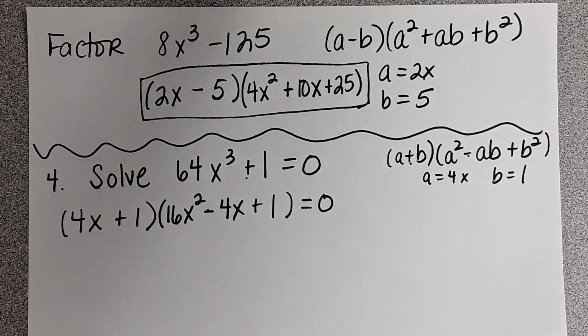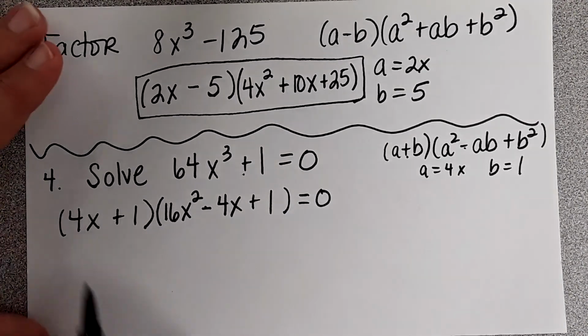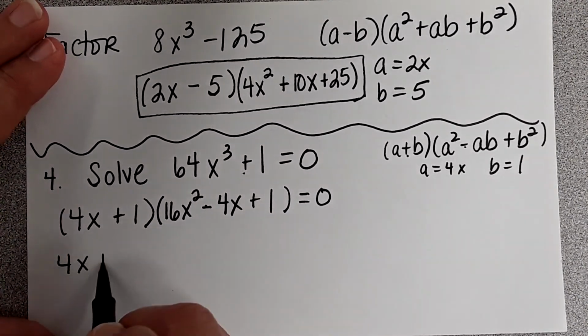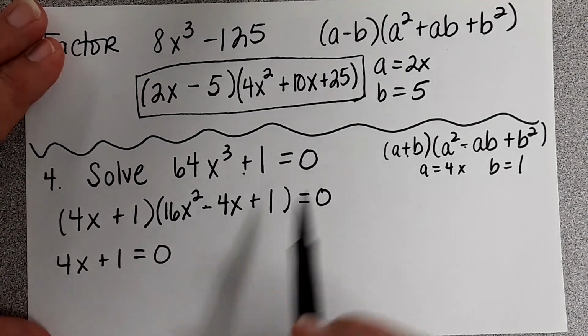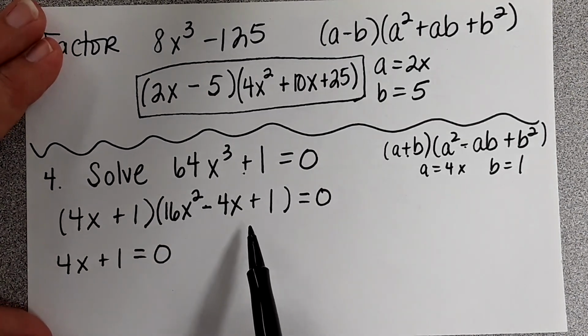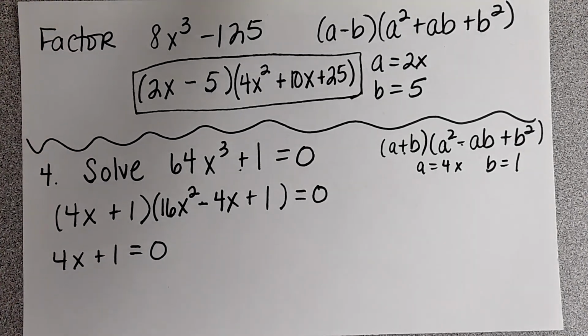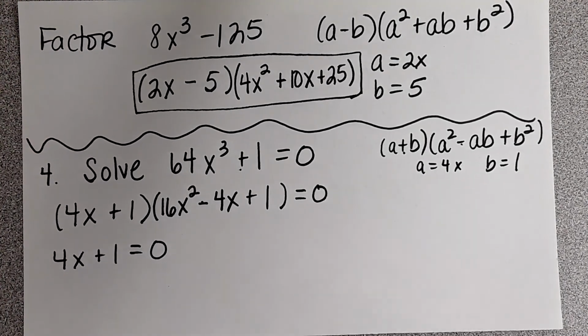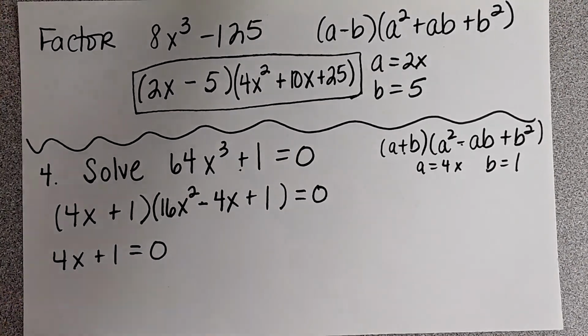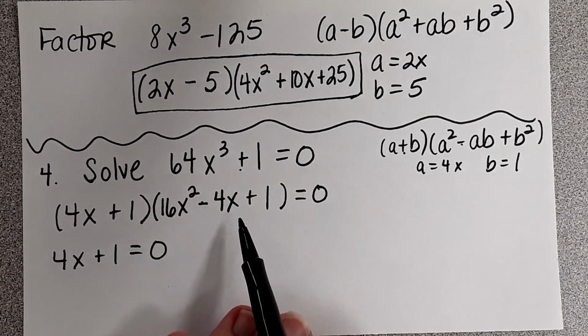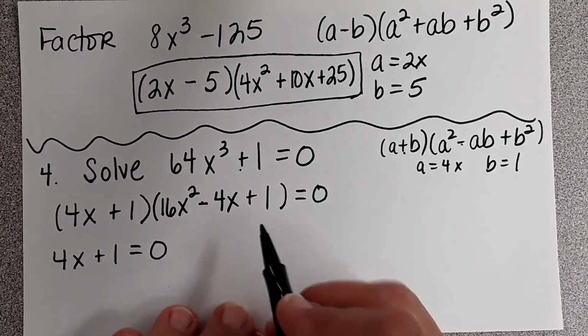Okay. So when you go to solve a sum of cubes or a difference of cubes, this you're going to set equal to 0. This you're going to use the quadratic formula, always. Anytime you have a sum of cubes or a difference of cubes, the first set of parentheses is perfect. You set it equal to 0. The second, you have to use the quadratic formula.